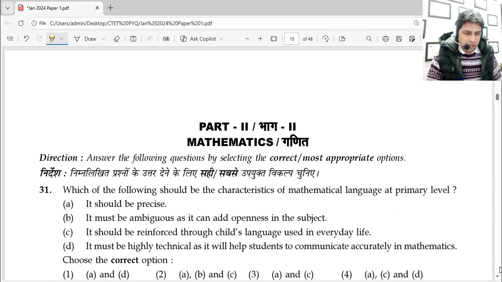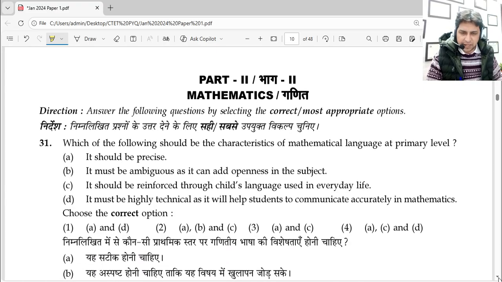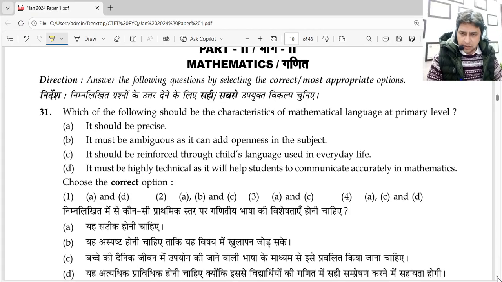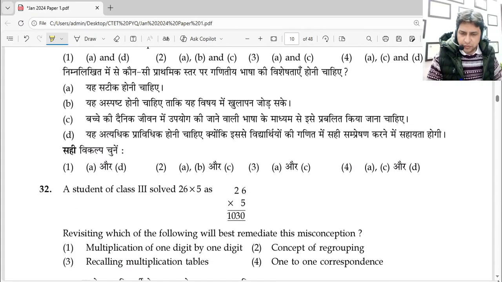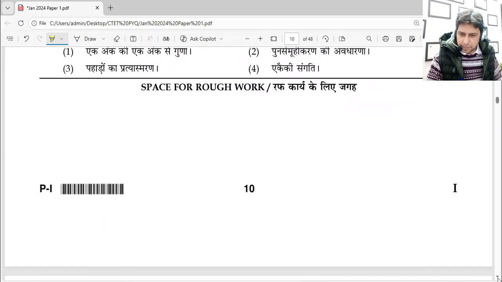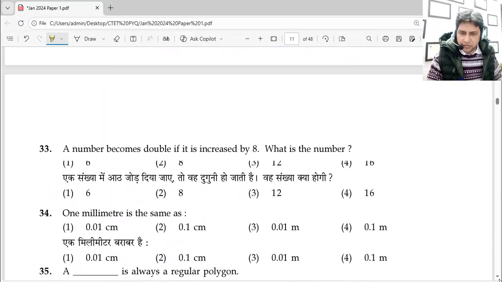Now the first question which we have is not of practical nature. So we are going to solve only the questions of practical nature. The 31, after that we have 32, that is again not practical. 33, that is a practical question.